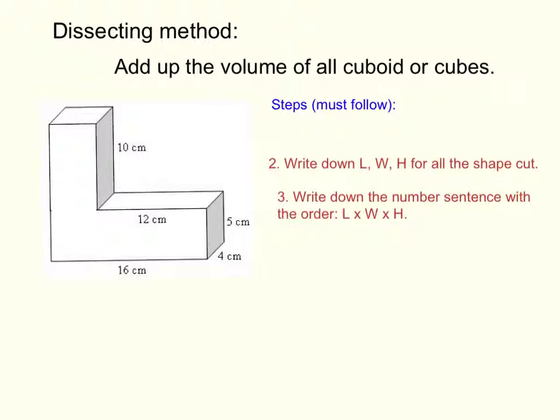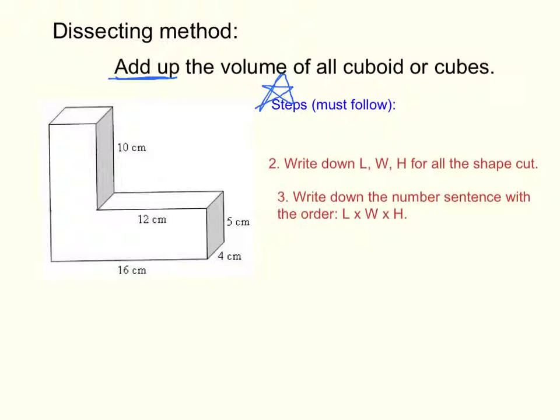Okay, first of all, let's look at what the dissecting method is. Dissecting method means you add up the volume of all the cuboids or cubes. Actually, the first step is here. May you please look at this part. This part is very important. You must follow these steps when you're doing the dissecting method.